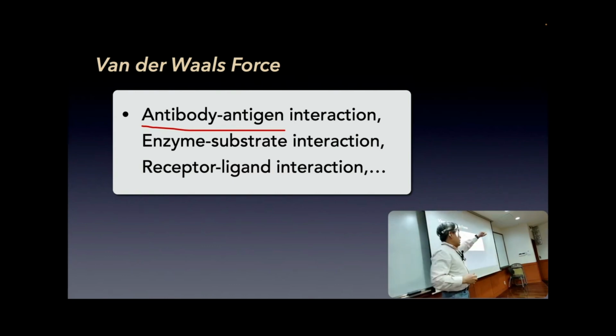Some particular surface of the antigen, like a coronavirus surface, and the antibodies' recognition surface have this complementary shape, and then they click and grab it. And this grabbing force is mainly van der Waals force.